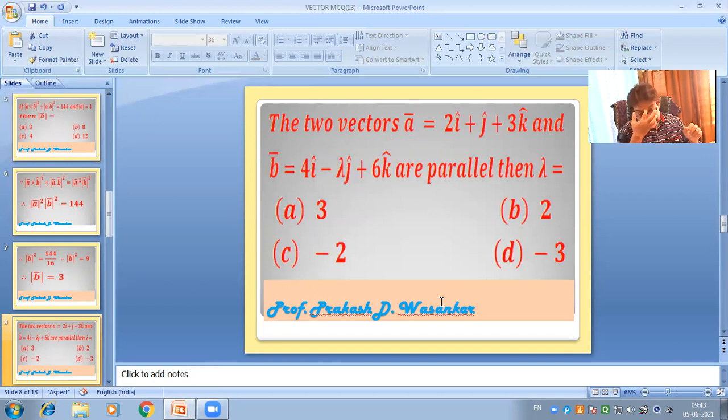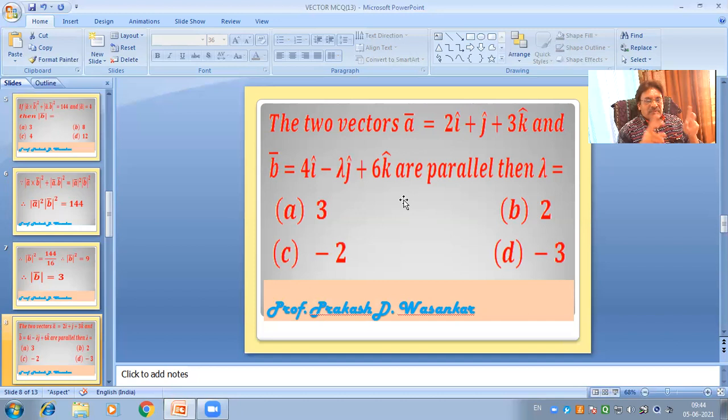Next problem. The two vectors A bar equals 2i plus j plus 3k, and B bar equals 4i minus lambda j plus 6k are parallel. Then the value of lambda is equal to what? Option A, 3. Option B, 2. Option C, minus 2. Option D, minus 3.